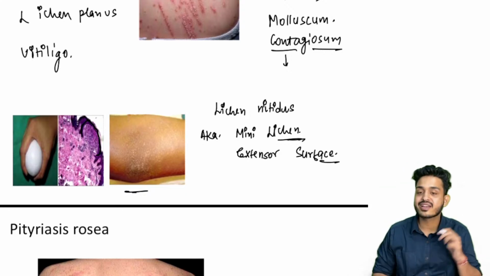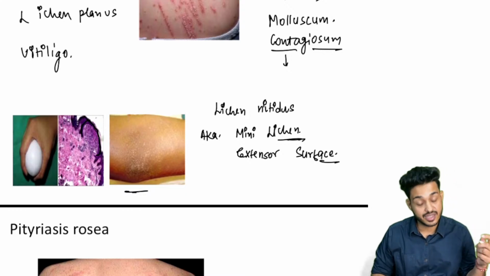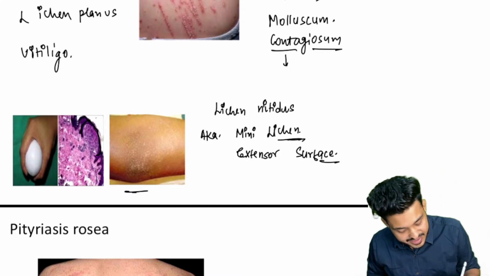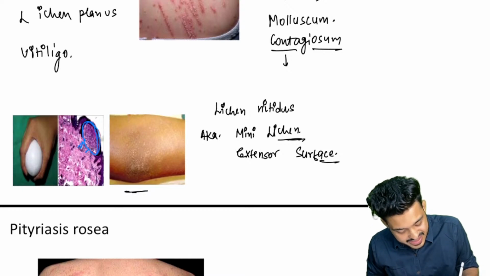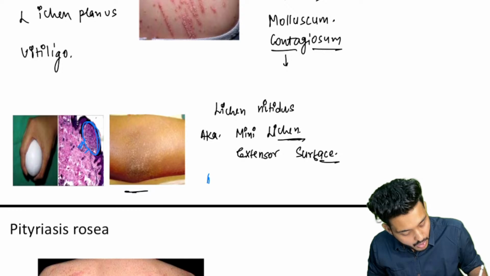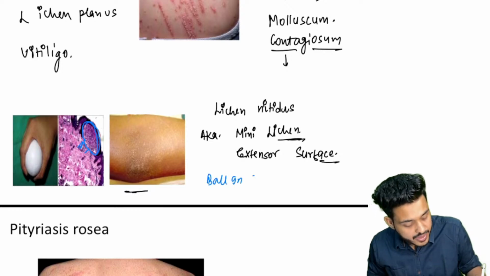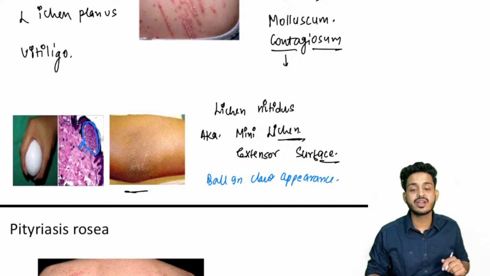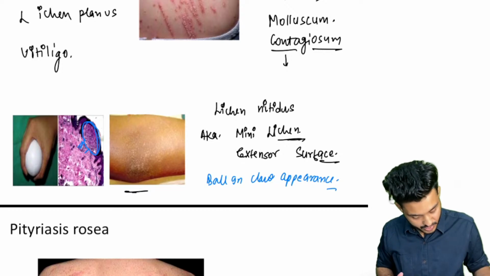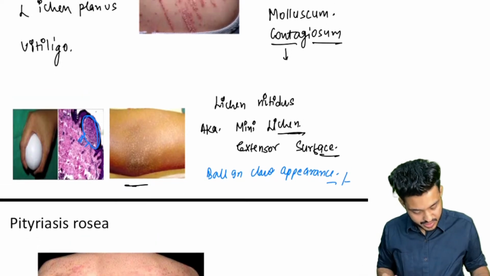And what is the characteristic appearance that you will see over here? This characteristic appearance has been asked in examinations. That is your ball in claw appearance. What do we call this appearance? We call it ball in claw appearance. Okay, so these are the important pointers.